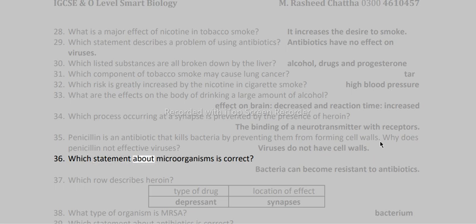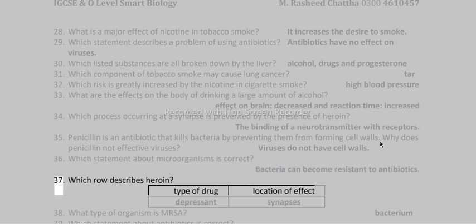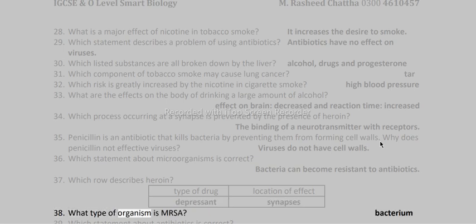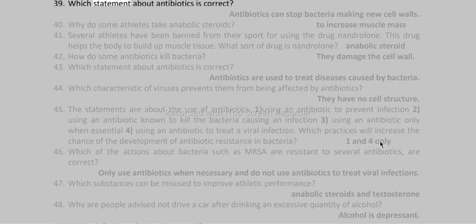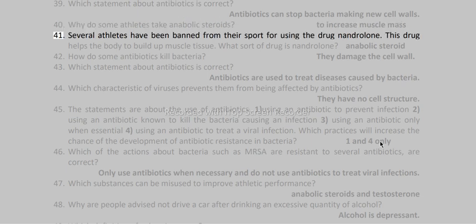36. Which statement about microorganisms is correct? Bacteria can become resistant to antibiotics. 37. Which row describes heroin? Type of drug: depressant. Location of effect: synapses. 38. What type of organism is MRSA? Bacterium. 39. Which statement about antibiotics is correct? Antibiotics can stop bacteria making new cell walls. 40. Why do some athletes take anabolic steroids? To increase muscle mass.